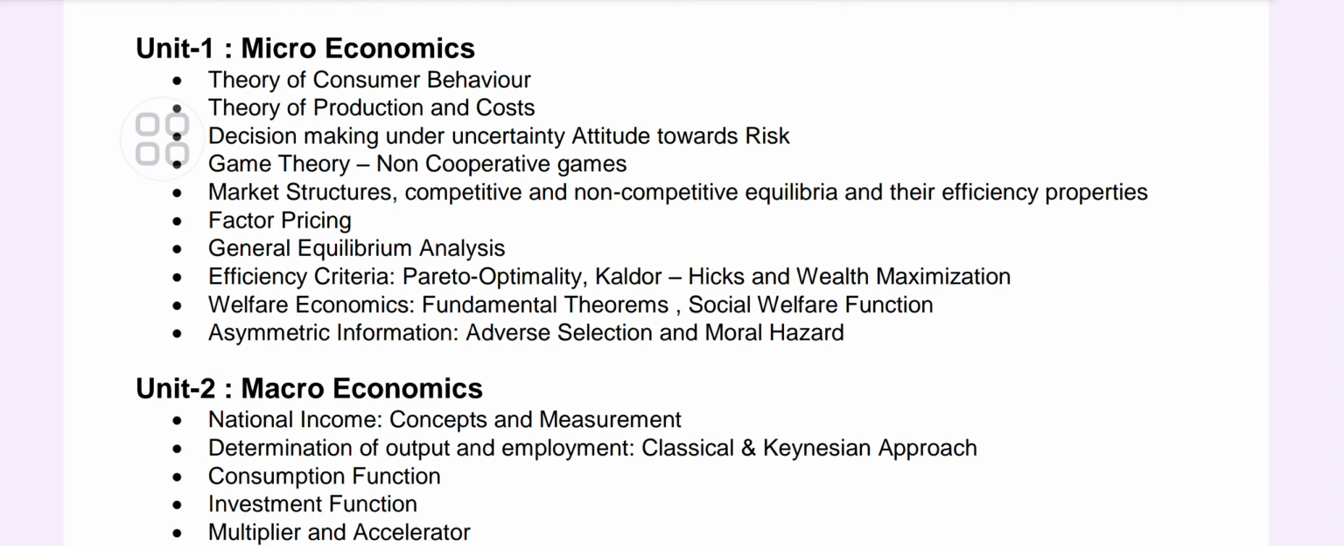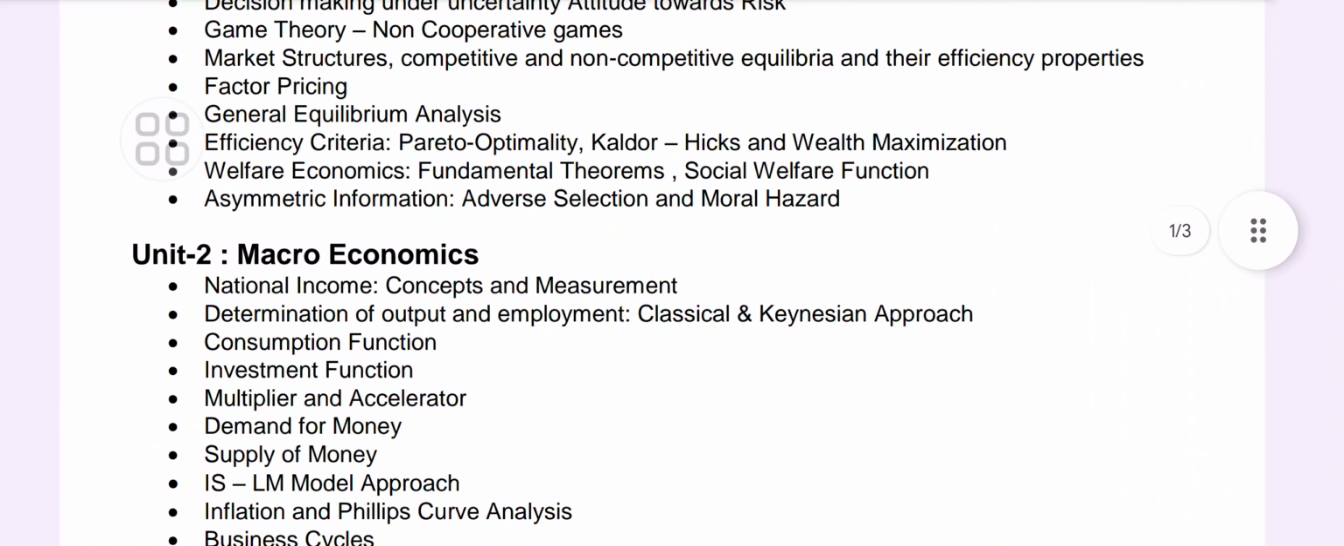Game theory, you have to study many things, and then market structure, different types of market. Obviously you need to study general equilibrium analysis and efficiency criteria. Then finally coming to welfare economics, concluding with adverse selection, moral hazard, asymmetric information.